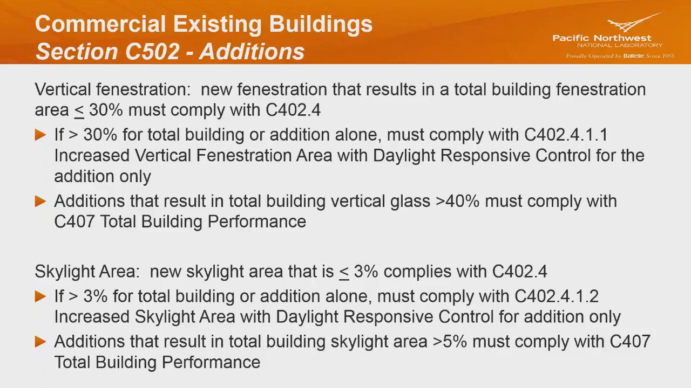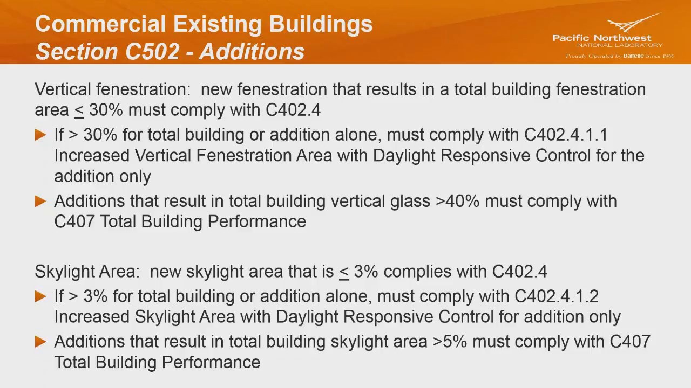If I use daylight responsive controls for the addition, I can bump that up to 40%. I'll show that to you in the software. So keep in mind, 30%, 40%, those are your thresholds for using the software tools. If you are over 40% using daylight responsive controls and your window ratio is higher than that, then you have to show compliance based on the total building performance, C407. That's using a different software tool. That's the full energy cost budget method approach. That's doing energy analysis. That is not what COMcheck is set up to do for commercial buildings.